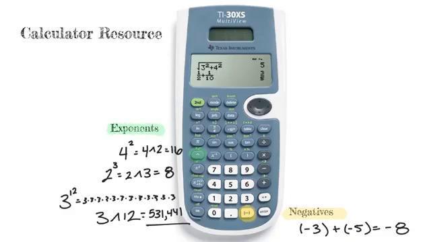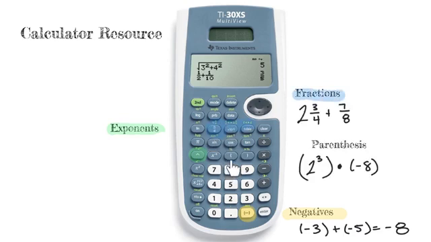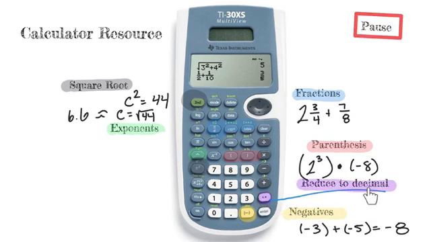Fractions are in the middle here. You can do a mixed number as well. Parentheses are always recommended when you're working with multiplication. If you need to find a square root, like with the Pythagorean theorem, you need to push the second button first. And sometimes you'll receive an answer that has a radical in it. Don't worry, push the button with the 2 triangles, and that will reduce to a decimal equivalency.